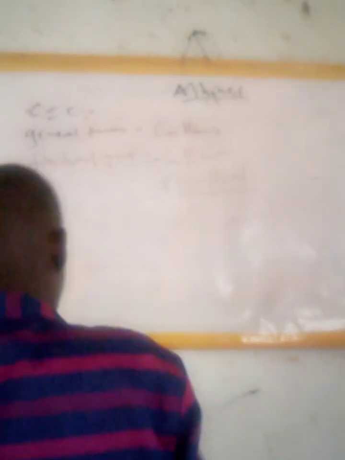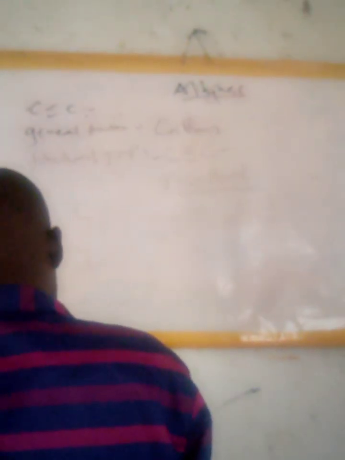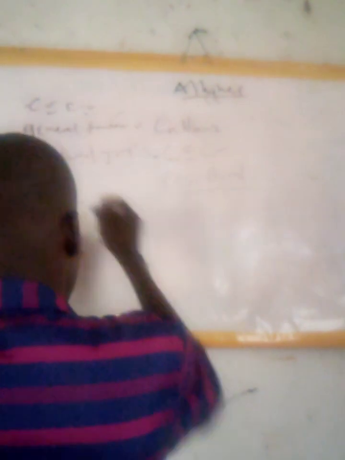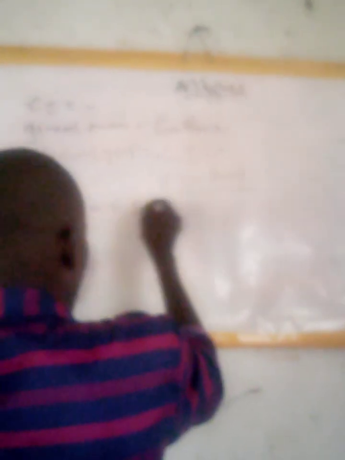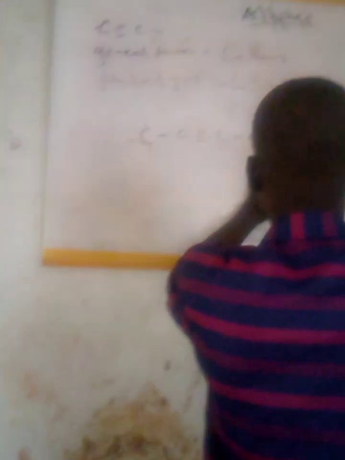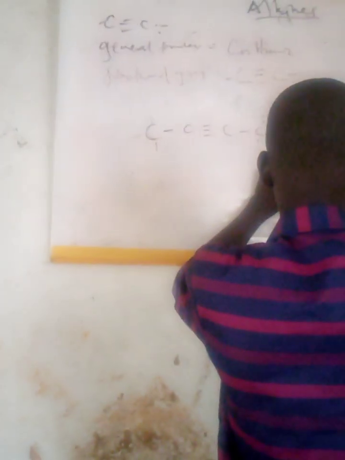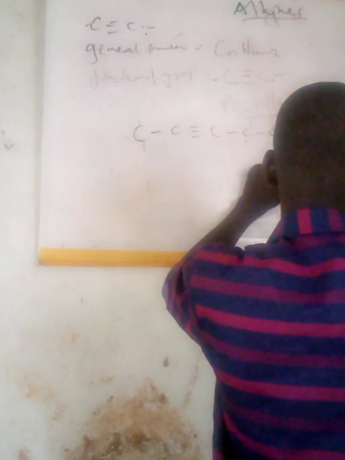The triple bond shifts from one side to another, from this carbon to this carbon, from this carbon to this carbon. For example, I have a compound like this one, the one I want to draw on the board. This is my compound. So this compound is called pent-2-yne.